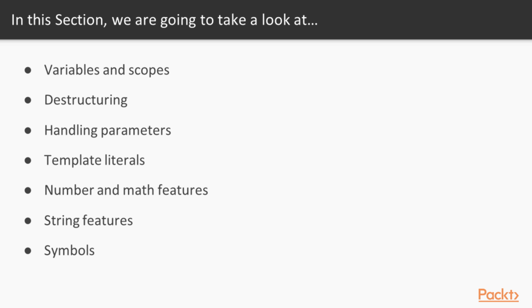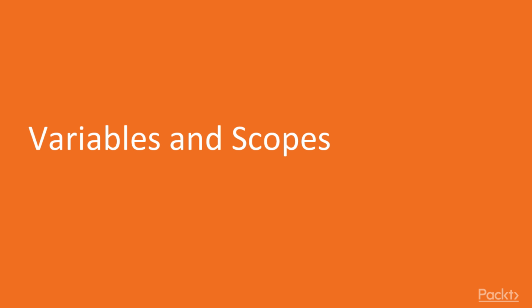In this section, some of the things that we're going to be looking at are variables and scopes in JavaScript, destructuring, handling parameters, template literals, number and math features, some of the new features that are available in number, object, and math, string features, what are the new features available in string, and then we're going to end by looking at a new feature called symbols.